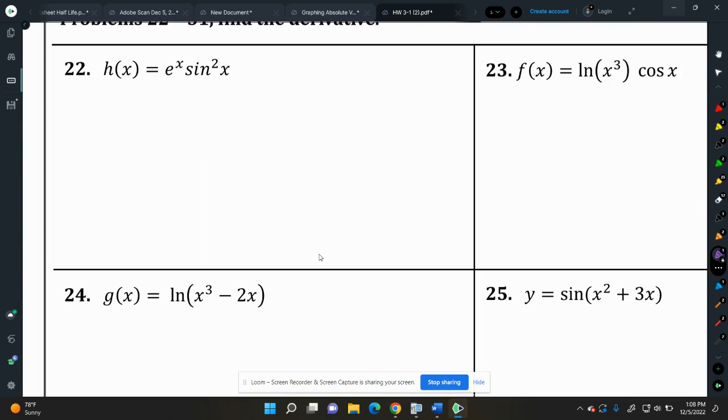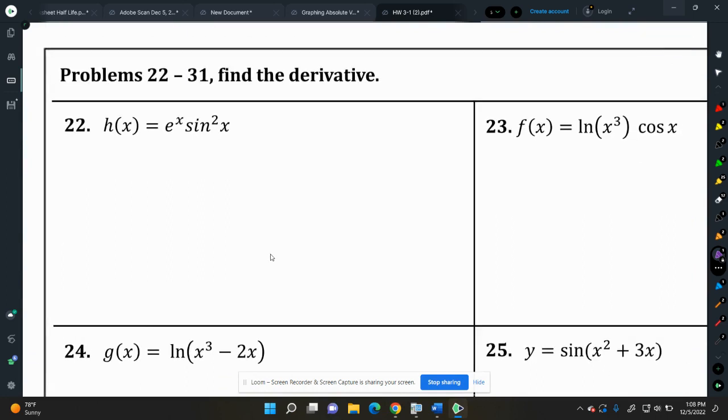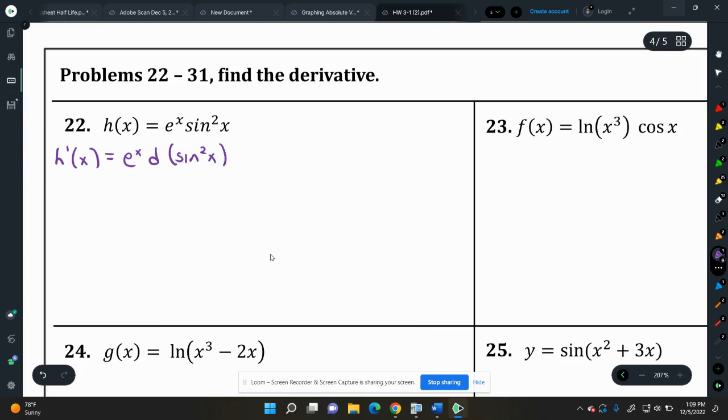Okay, so number 22, we're just being asked to find the derivative. Let's just step through this. H prime of x. What is this? A product rule, right? Yes. First times the derivative of the second, plus the second times the derivative of the first.